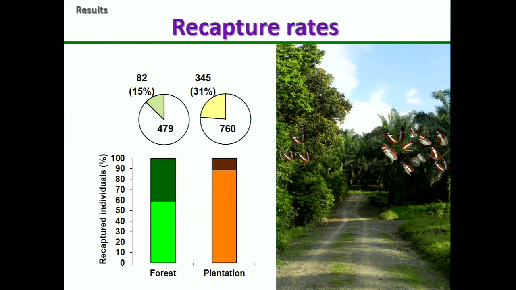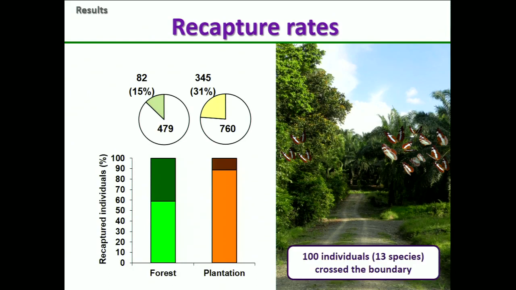So just drawing your attention to the bar plot here, I've plotted on the y-axis the percentage of individuals that were recaptured. And the lighter shading shows the percentage of individuals that were recaptured in the same habitat and the percentage of individuals that crossed the boundary. So the dark shading refers to 100 individuals of 13 species that crossed the boundary at some point in my study.